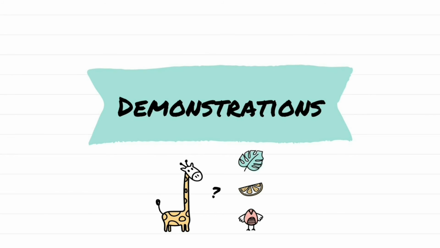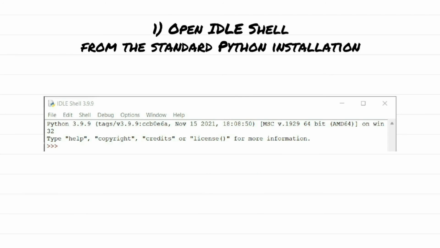It might be simpler if I show you how to do that. First, there's a very simple way to check this. You can simply open the application called IDLE shell that comes when you install Python. When you open it, the first line will tell you which Python version it is. But if you have more than one IDLE shell and aren't sure which one is the default version, then you can use one of the following ways to check it.